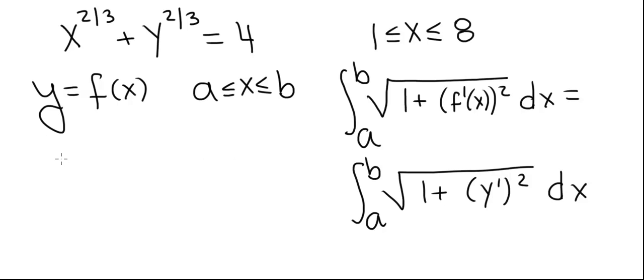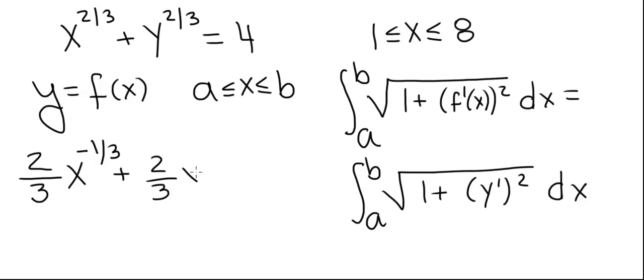We can solve explicitly for y as a function of x, or we can use implicit differentiation. Implicit differentiation is a little bit easier, so let's go with that. So the derivative on the left hand side is 2/3 times x to the minus 1/3 plus 2/3 y to the minus 1/3 times y prime equals 0.